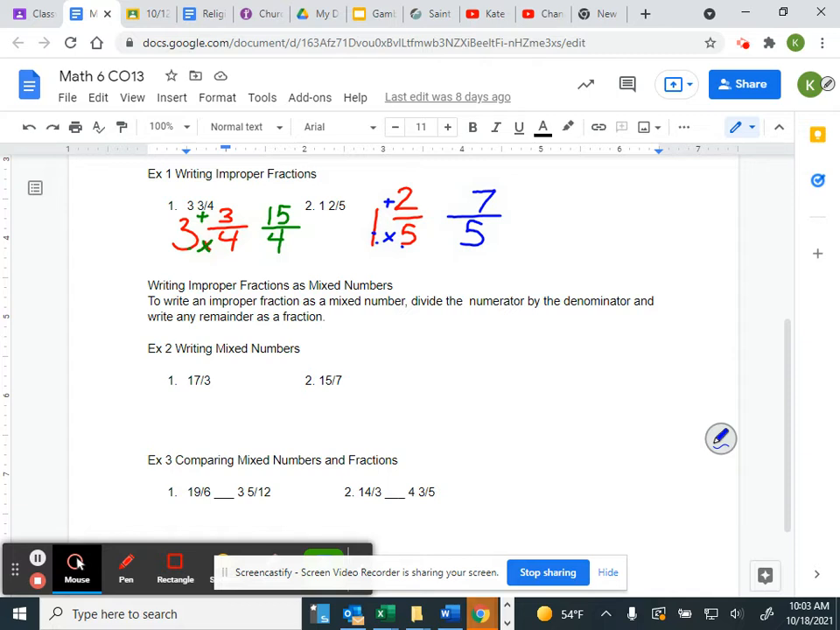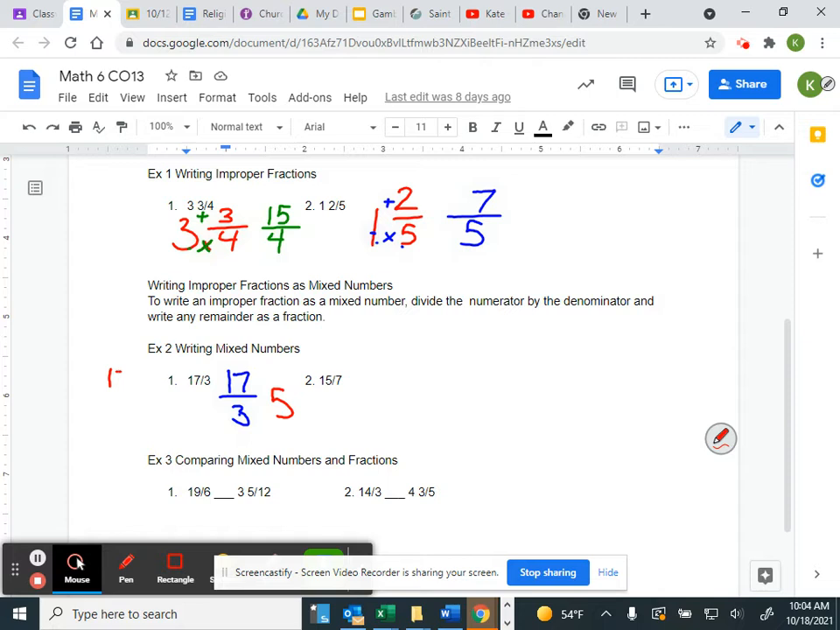To write an improper fraction as a mixed number, we're going to do the reverse. It says divide the numerator by the denominator and write any remainder as a fraction. So we multiplied to make it improper. So now to make it proper, we have to divide out. How many times can we divide it out? So if we look at 17/3, how many times can we divide a 3 out of 17? You can take a 3 out how many times, Nolan? 5 times.